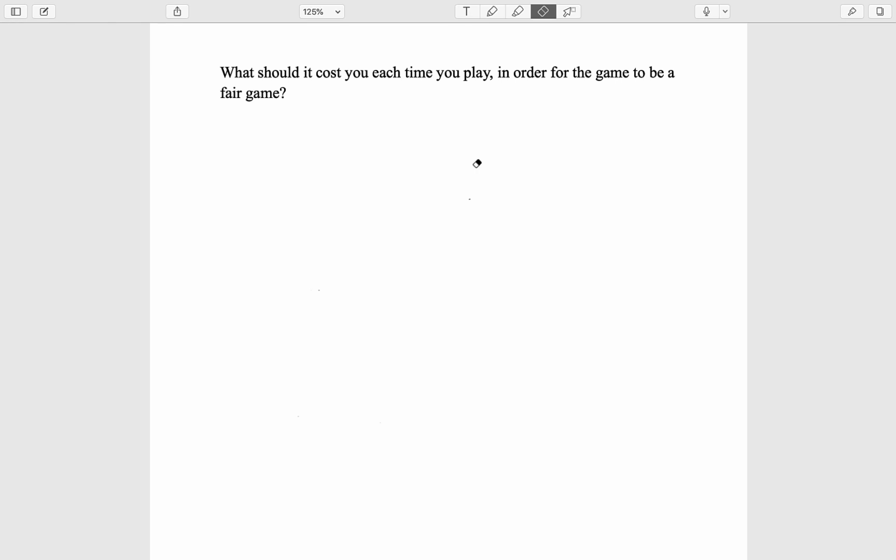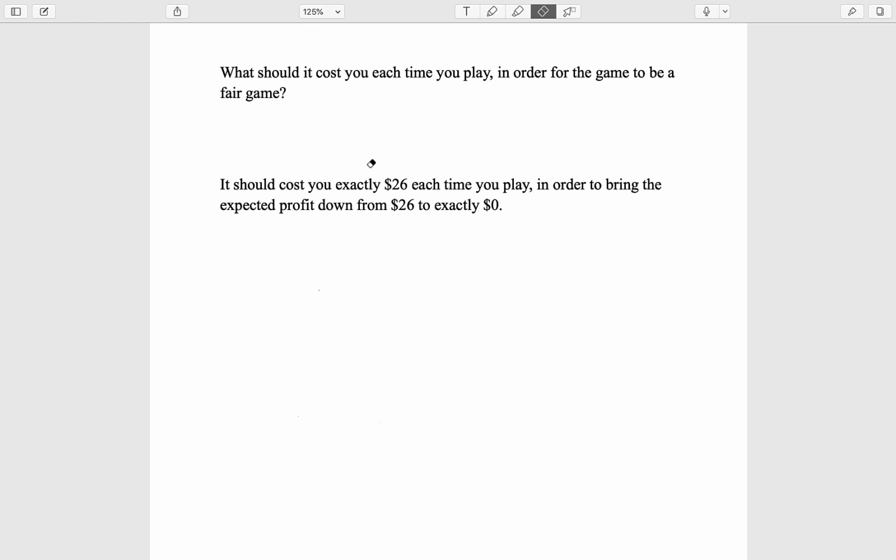What should it cost you each time you play in order for the game to be a fair game in the technical, mathematical sense? Knowing that, on average, you will receive $26 per play of the game means that it should cost you exactly $26. The casino should charge you $26 each time you play in order to bring your expected profit, your expected net gain, down from $26 to exactly $0. That is what fair game means in the mathematical sense, that the expected net gain is exactly 0.